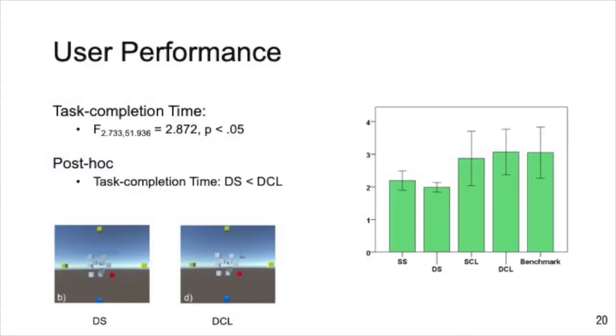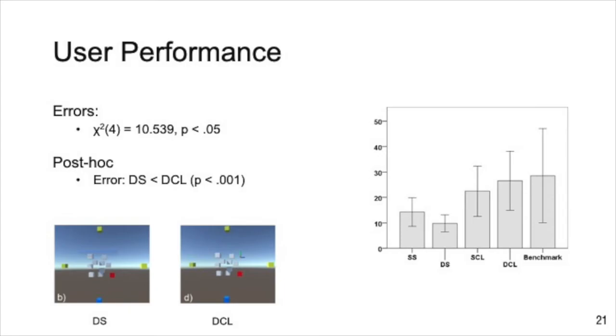Here is part of the results. The analysis showed the technique had a significant effect on the task completion time. Post-hoc tests confirmed a significantly lower time for the DS compared to the DCL. We conducted a Friedman's ANOVA, where the analysis yielded a significant effect of technique on errors. Post-hoc analysis showed that DS had a significantly smaller number of errors than DCL.